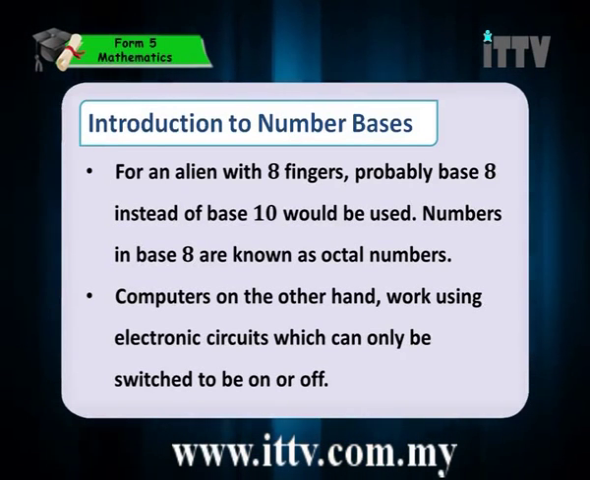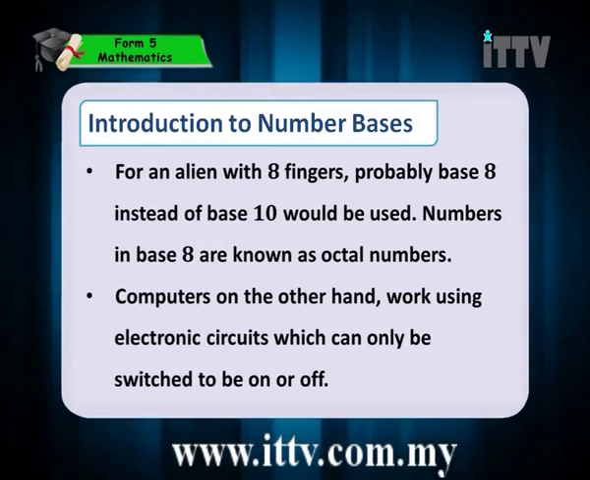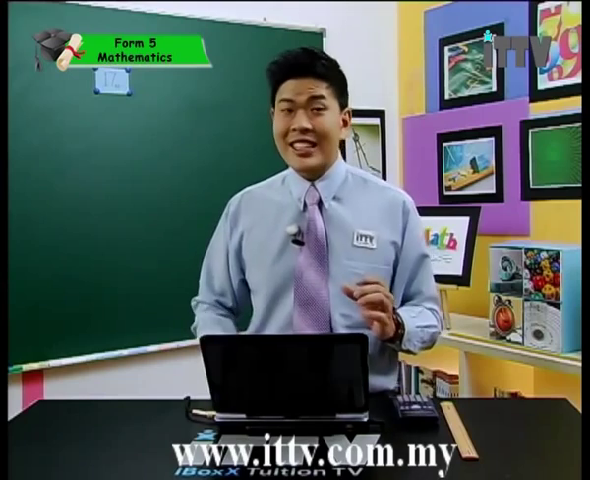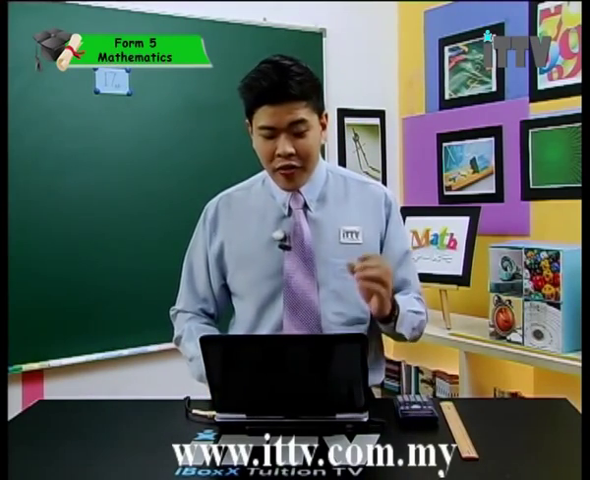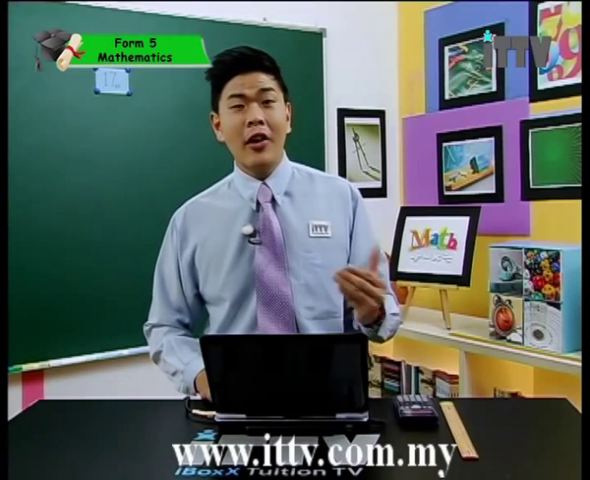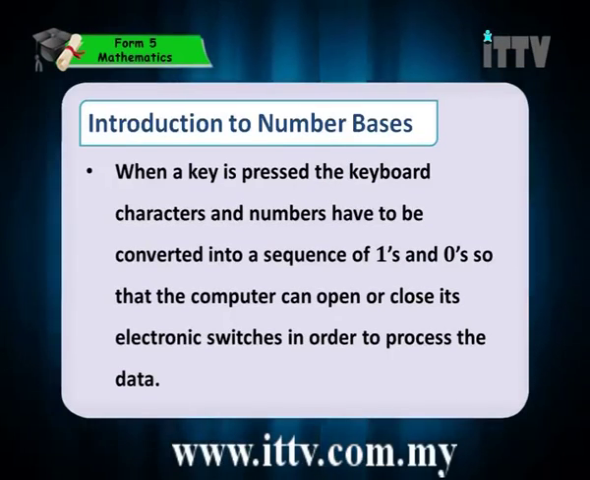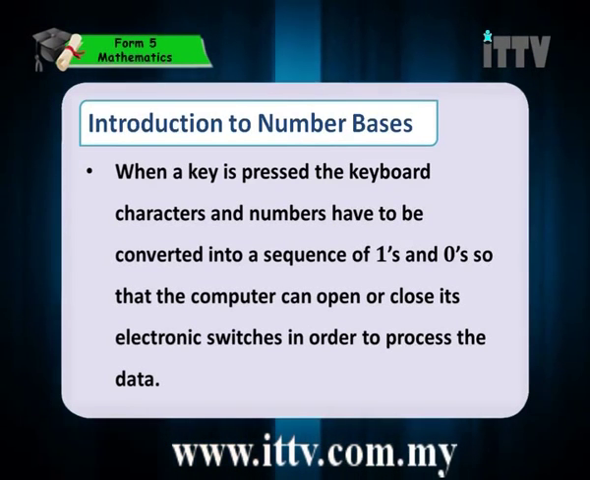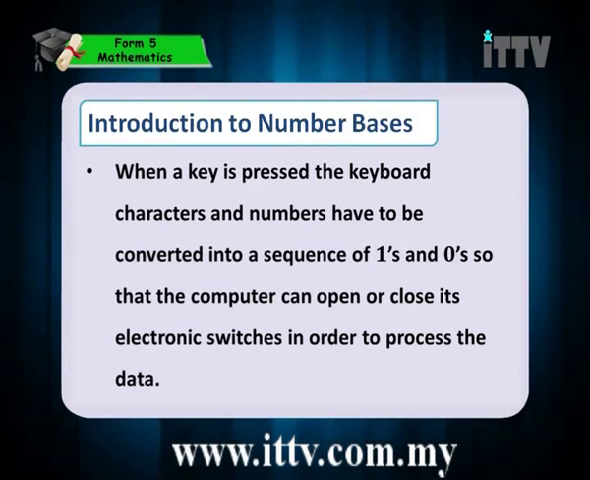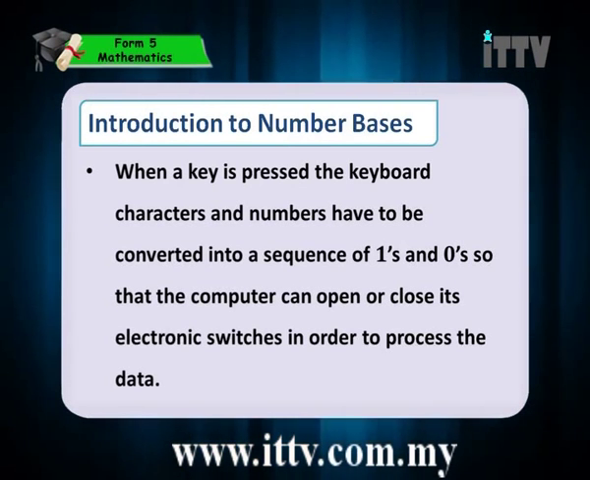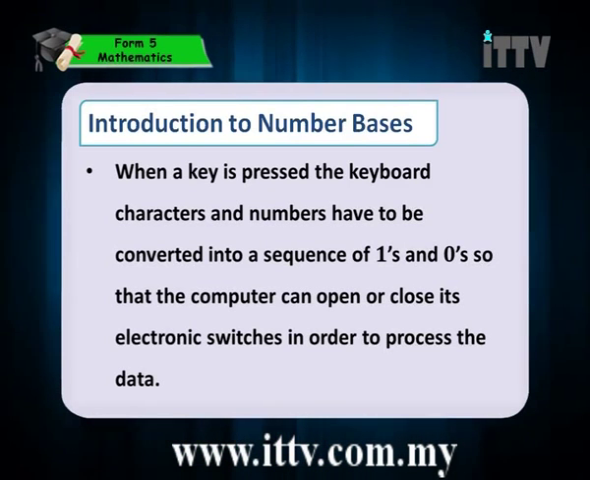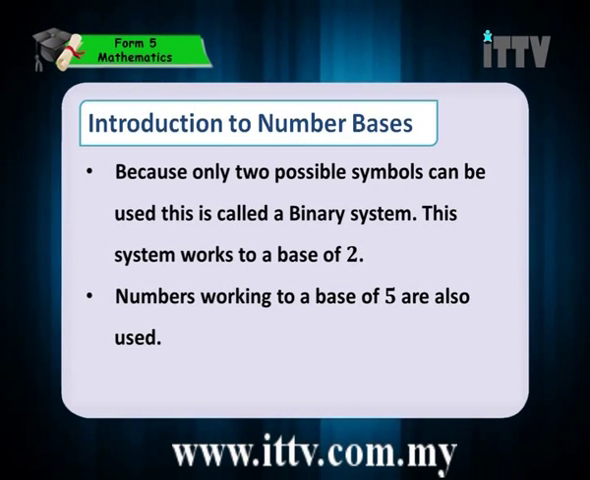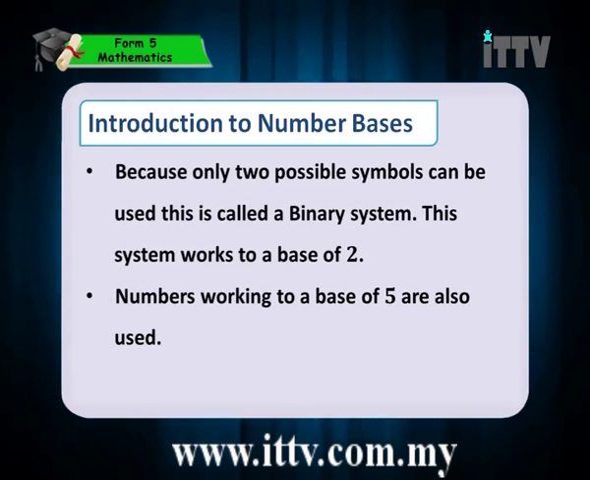Computers, on the other hand, work using electronic circuits which can only be switched on or off. The circuits are made of electronic circuits that switch off and on in an instant. When a key is pressed, the keyboard characters and numbers have to be converted into a sequence of ones and zeros so that the computer can open or close its electronic switches in order to process the data. Because only 2 possible symbols can be used, this is called a binary system. This system works to a base of 2.